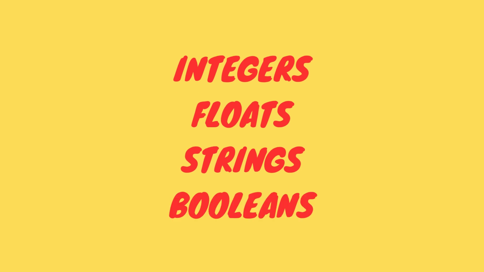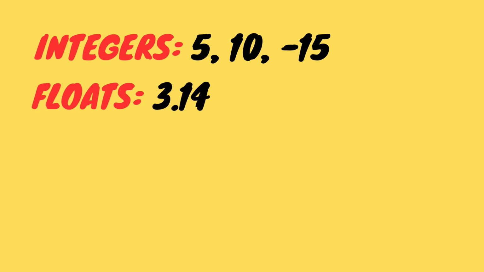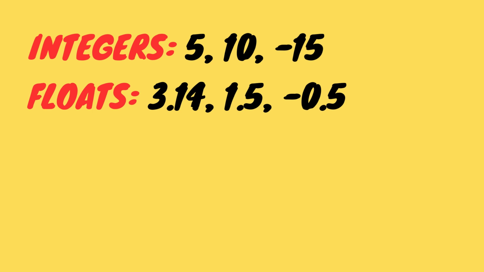Python has several built-in data types, including integers, floats, strings, and booleans. Integers are whole numbers, like 5, 10, or -15. Floats are numbers with decimals, like 3.14, 1.5, or -0.5. Strings are sequences of characters enclosed in quotes.